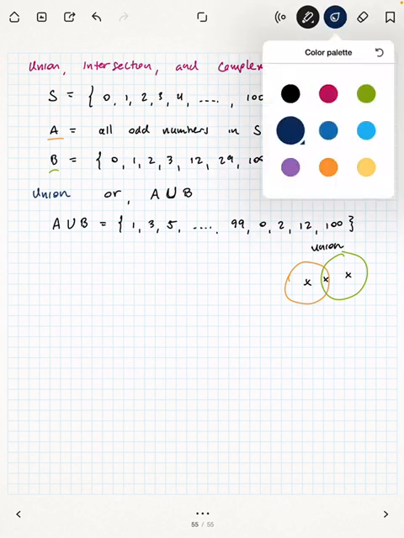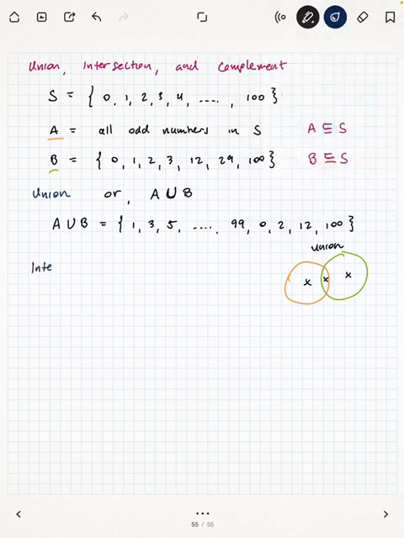As for intersection, the keyword there is going to be and, and we represent it as A, and it looks like an upside down cup, B. For intersection, we're only going to include the objects that are in both sets. So all odd numbers that are in B, or in other words, all the numbers in B that are also odd. So that would be 1, 3, and 29. Nothing else.